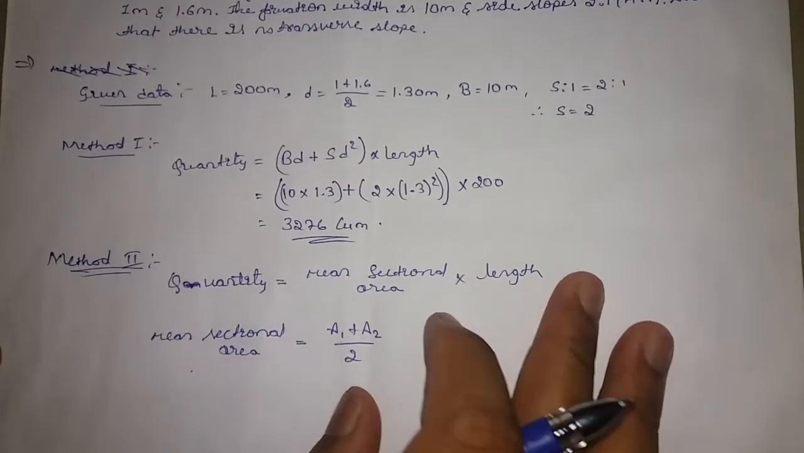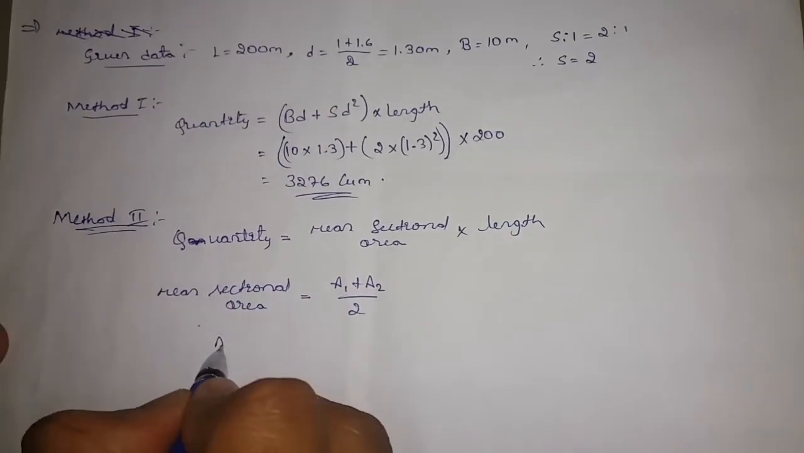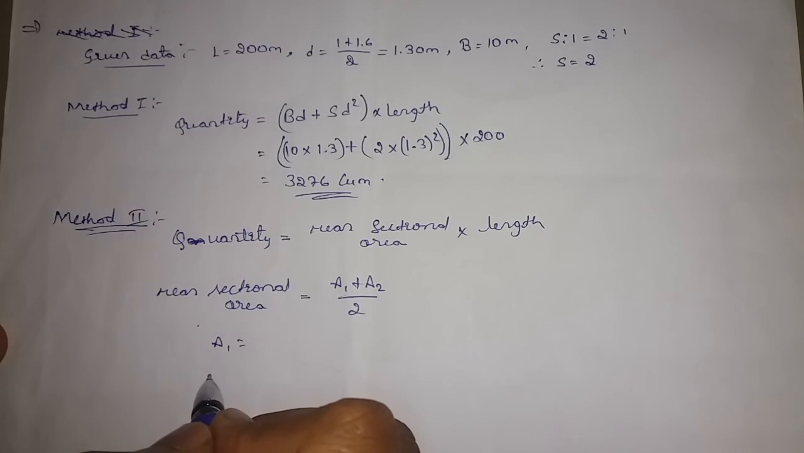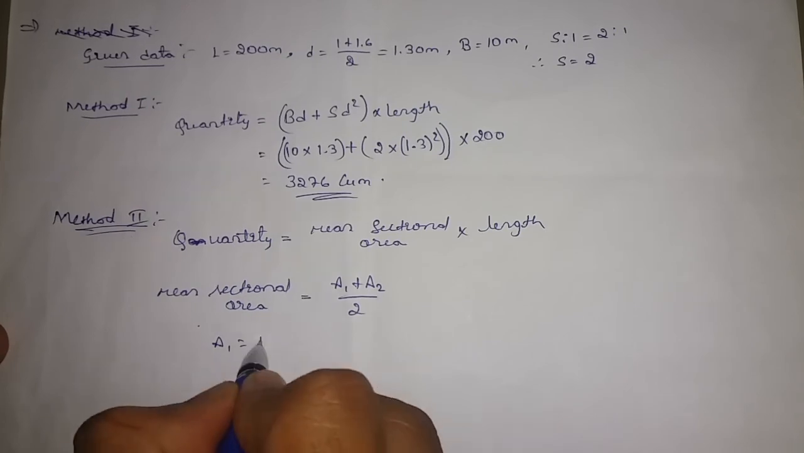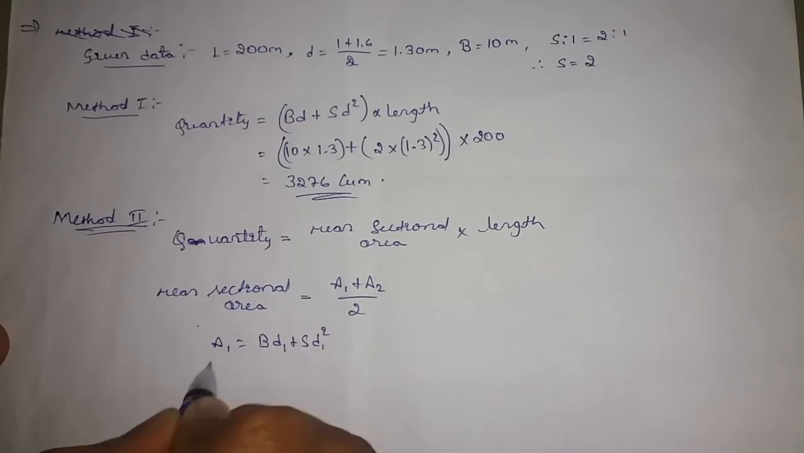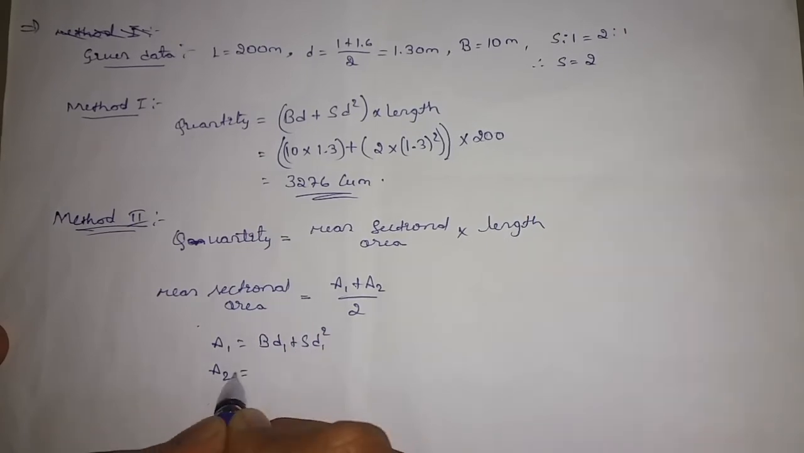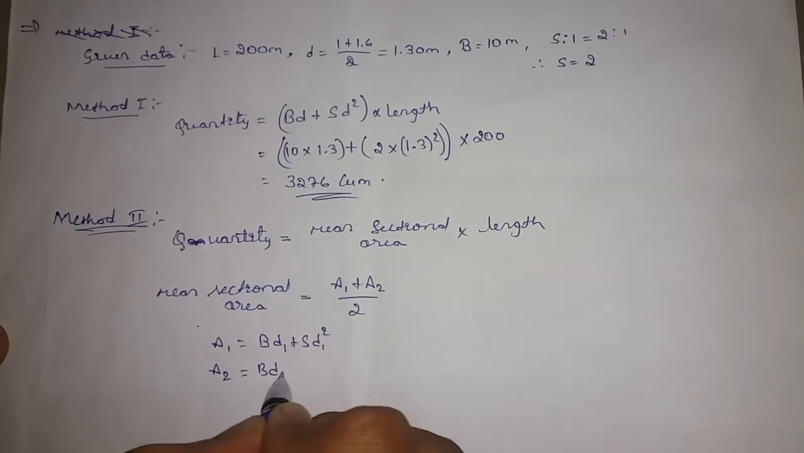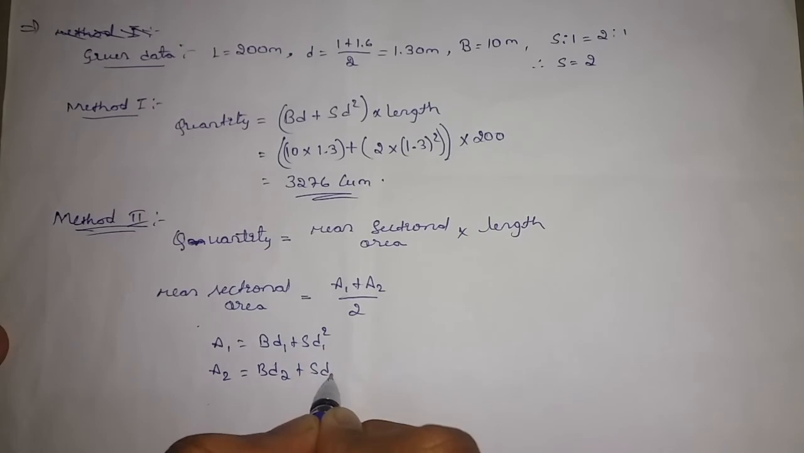Now what is A1? A1 is nothing but the sectional area at one end and A2 is the sectional area at the other end, right? So A1 is equal to B into D1 plus S into D1 square. Now A2 is the sectional area at the other end, that is B into D2 plus S into D2 square.